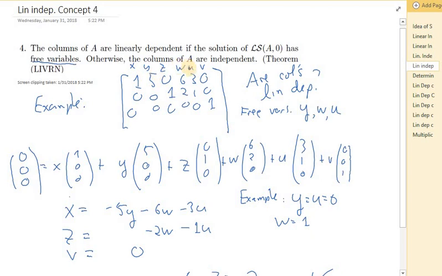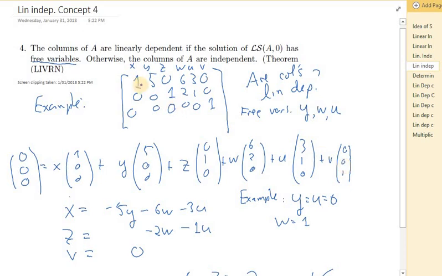All right, now, my claim is that these columns are linearly dependent. Now, how do I get that? Well, I can find a non-trivial solution to the homogeneous system. How do you do that? Well, again, the homogeneous system is equivalent to this vector linear combination equation where I put x times the first column plus y times the second column plus z times the third column and so on.